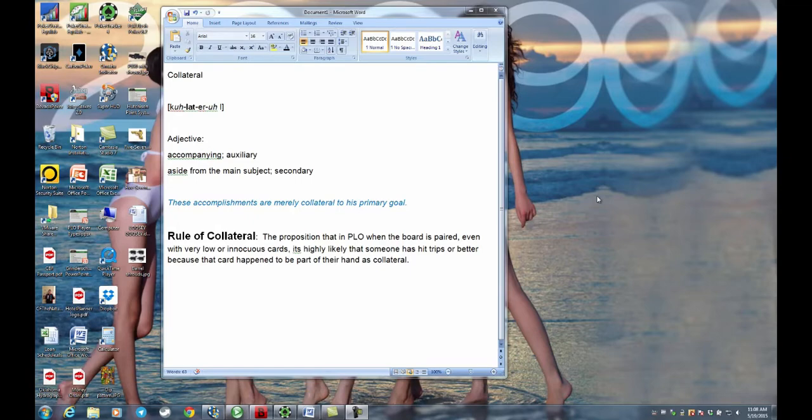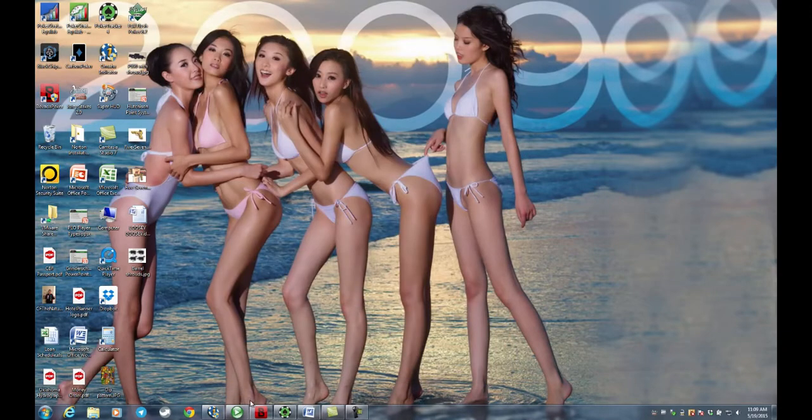And that's the rule of collateral. In PLO, you have to be very careful because it's so much easier for somebody to have smashed that board, 4-4-8, which looks like a very innocuous board, because that 4 was a collateral card for them. So let's look at some examples of that in real life, if you will.